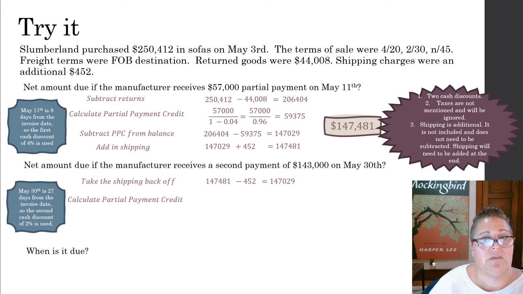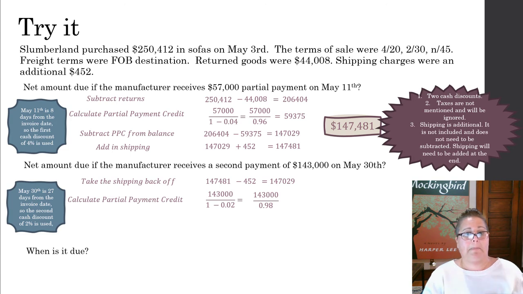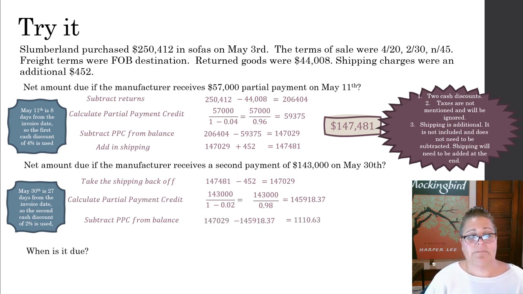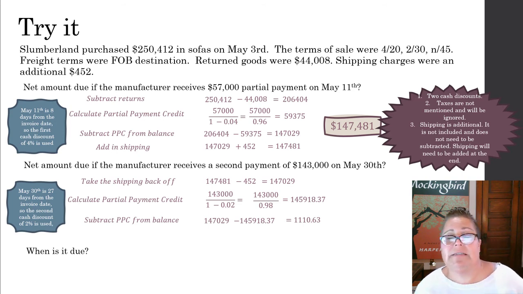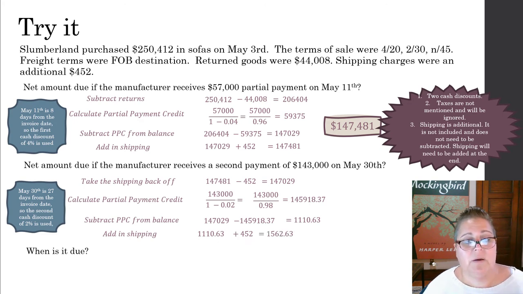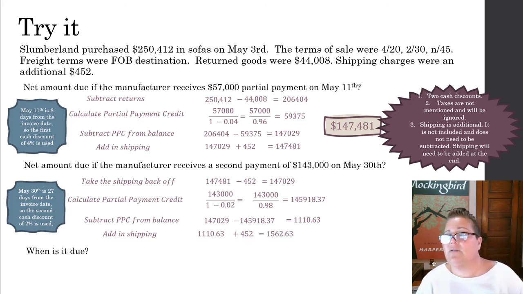Now I want to calculate the new partial payment credit. So that's going to be the amount of $143,000 divided by the complement of the discount. So 143 divided by 0.98, which is going to be $145,918.37. I need to subtract that from my balance of $147,029 to get $1,110.63. But I still got to add the shipping back in, $452, to get $1,562.63.